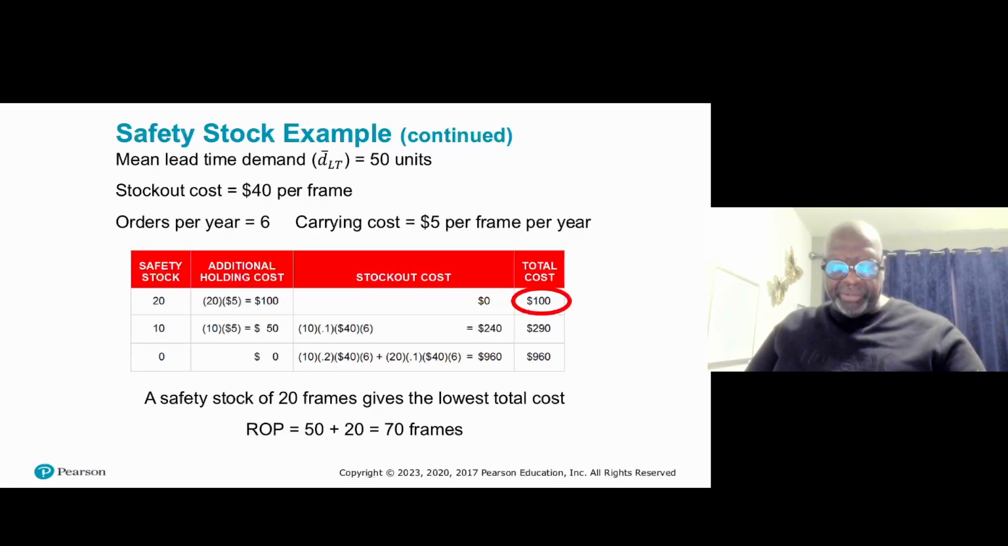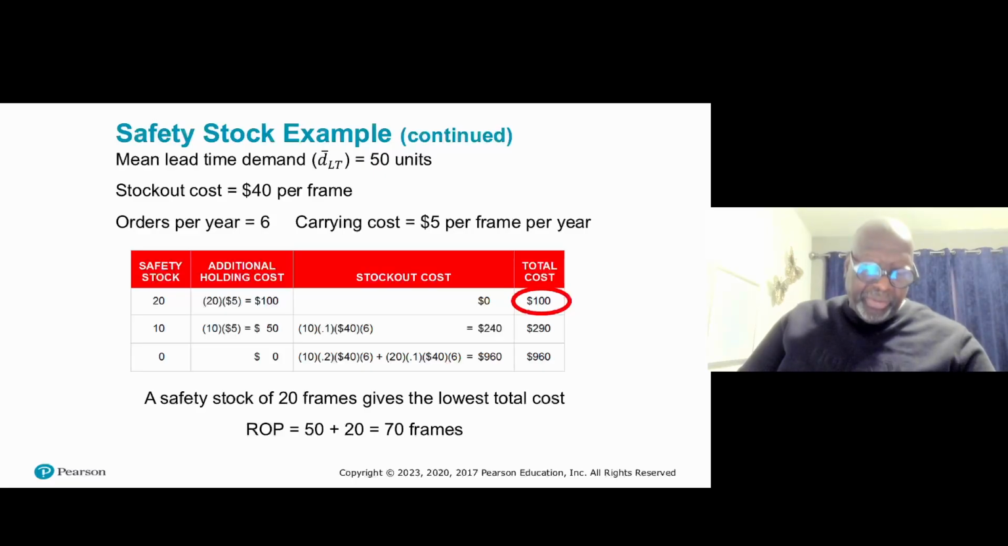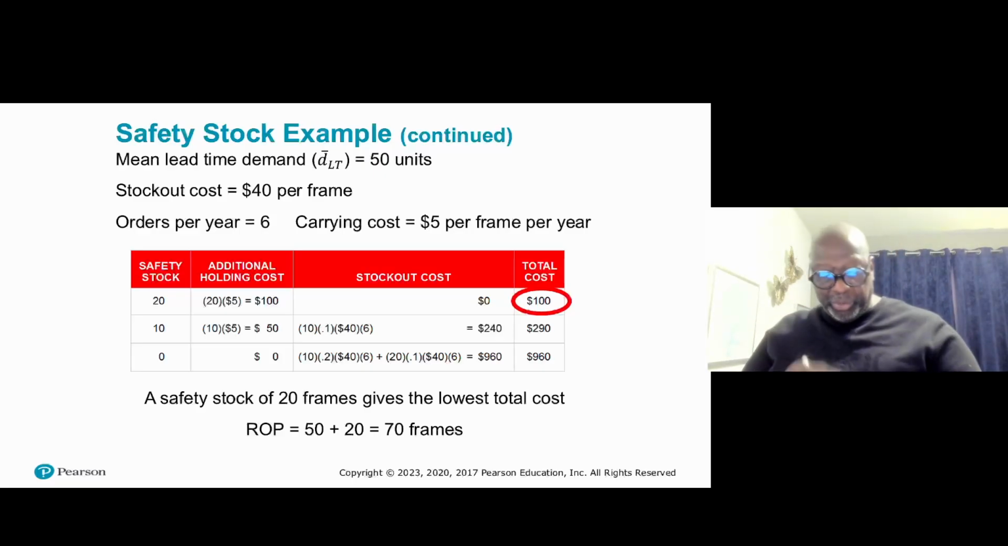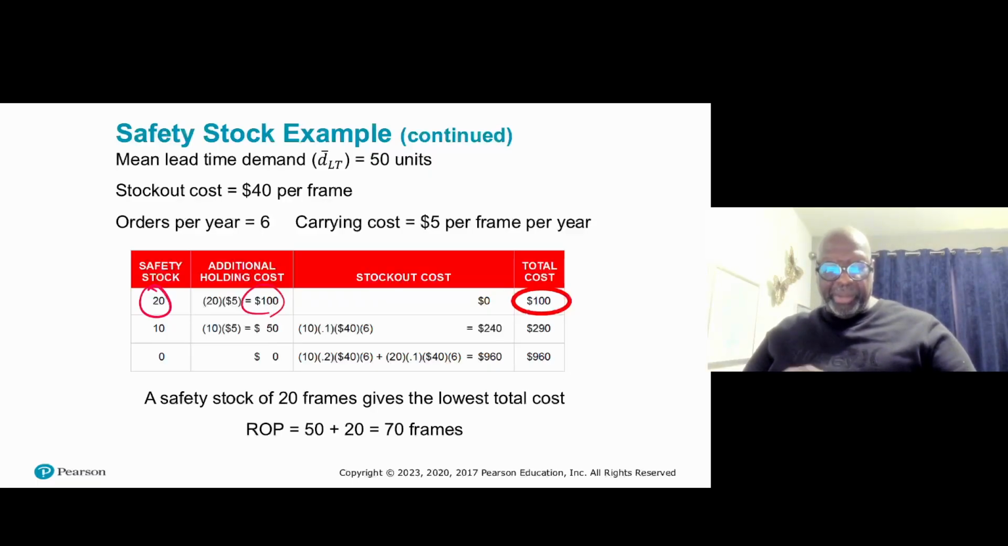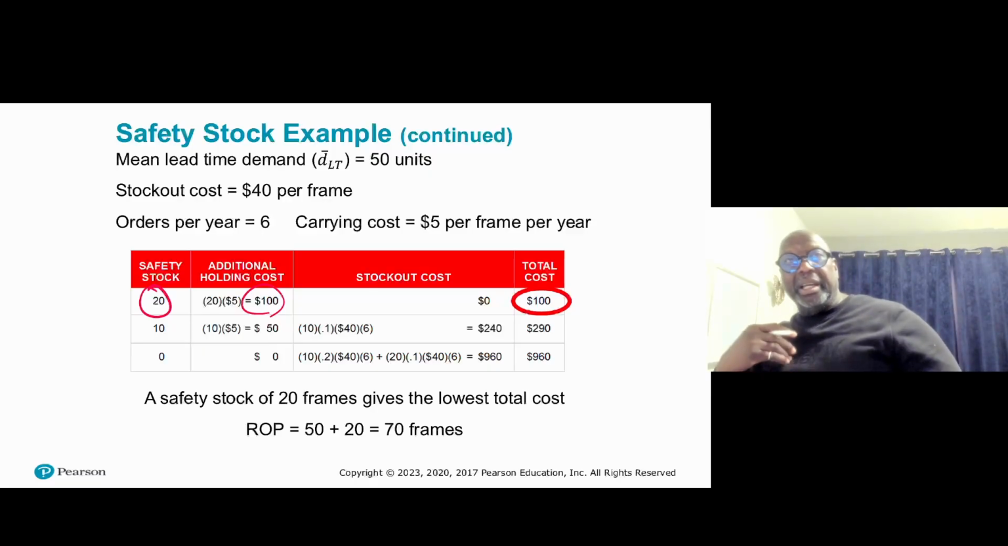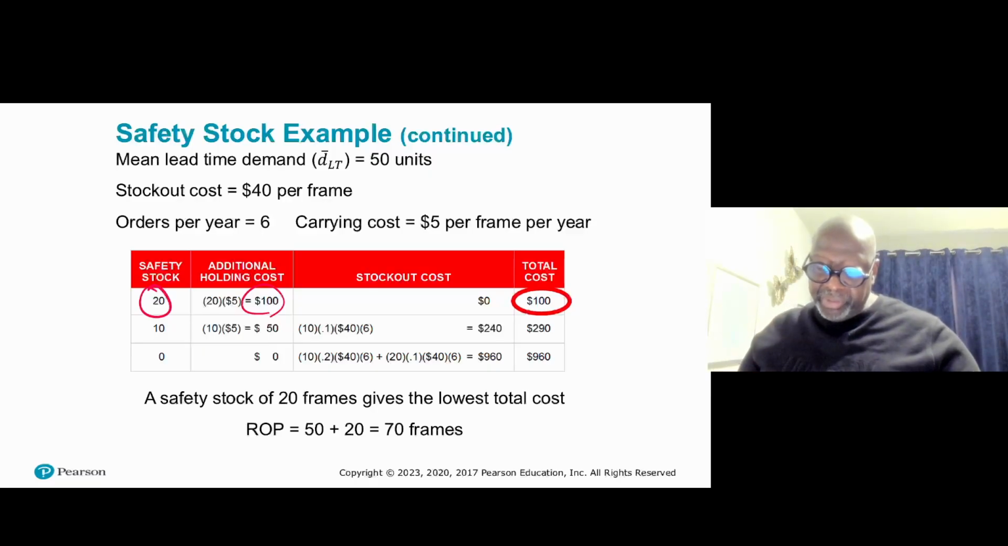And then, we could have 10 units of safety stock or 20 units of safety stock. So let's take a look at our calculations here. If we decide to make the reorder point 70, with 20 units of safety stock, it means that you have to hold 20 units all the time. So there's 100, 20 by 5. That's your additional cost. There's no stock out cost because the 70 will cover all your demand. So your total cost is 100.